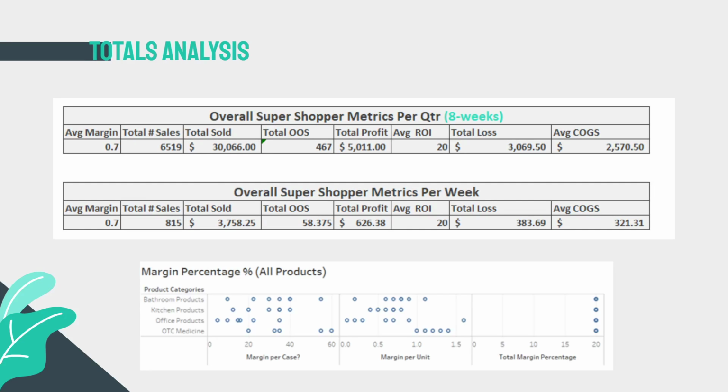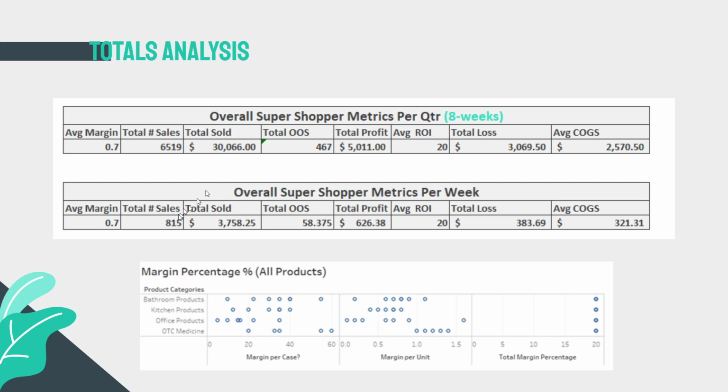So here's another initial breakdown for my margin percentages, where basically this is the 8-week breakdown. This is everything summarized, and then I have it divided into weeks. So we can see here that the total number of sales between all 10 stores was 6,519. There was over $30,000 sold, and this is all accumulated within that 8-week period of time.